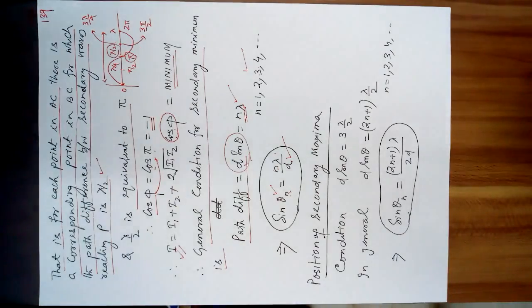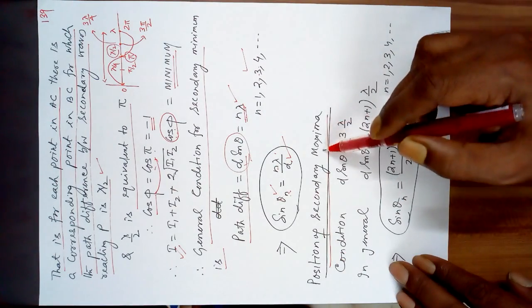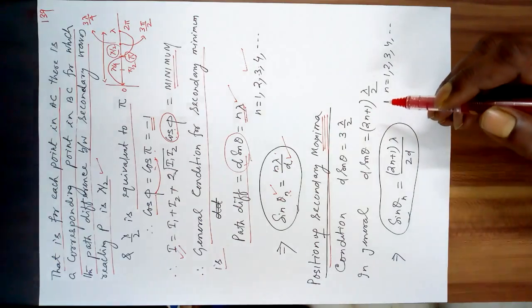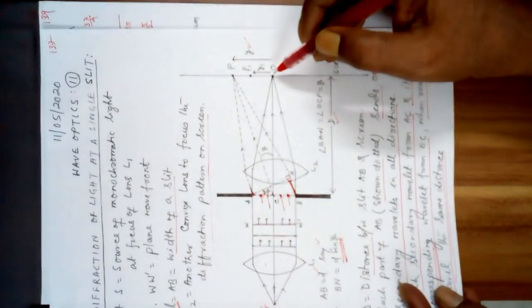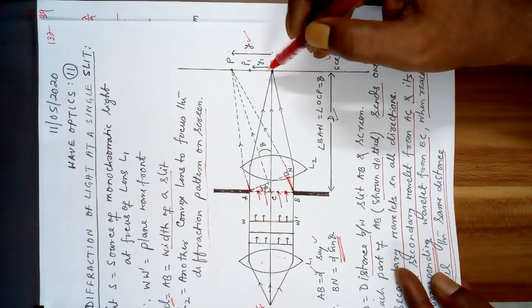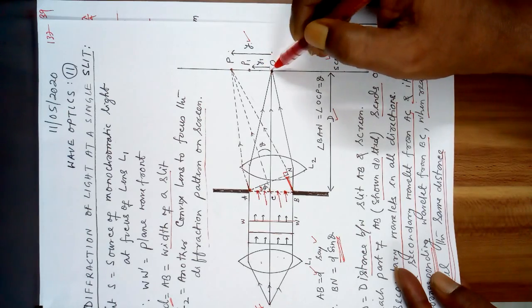Now, position of secondary maxima. I explained that point O will be maximum. Then which other points on this side as well as on this side will again be maximum.